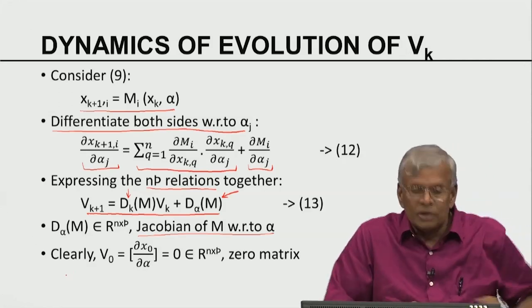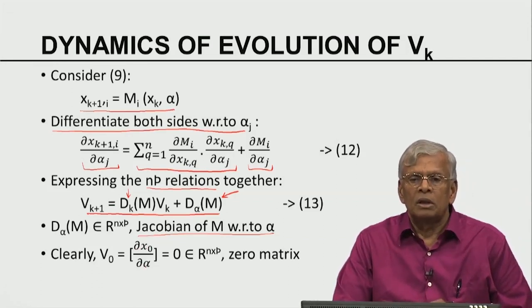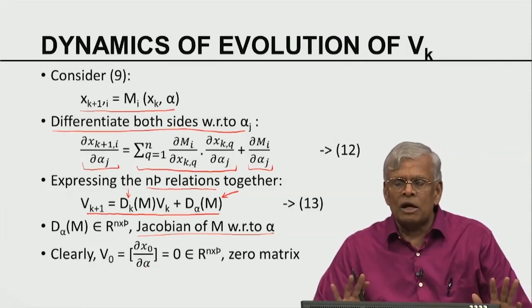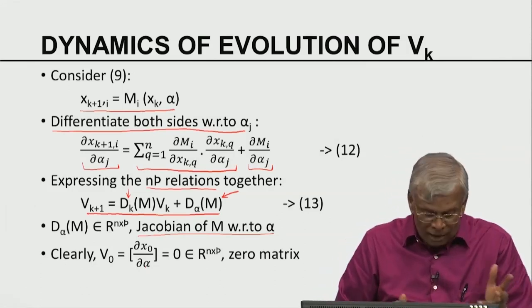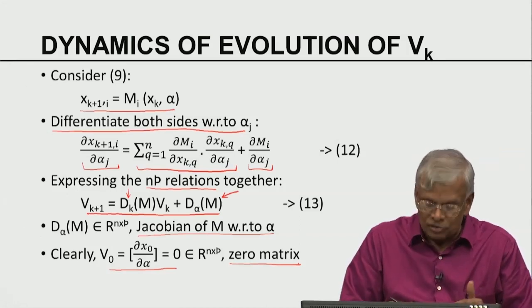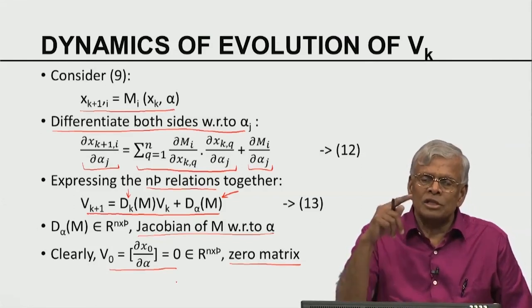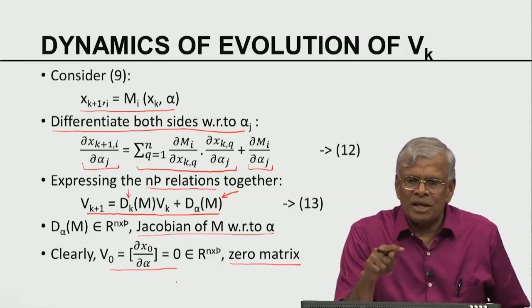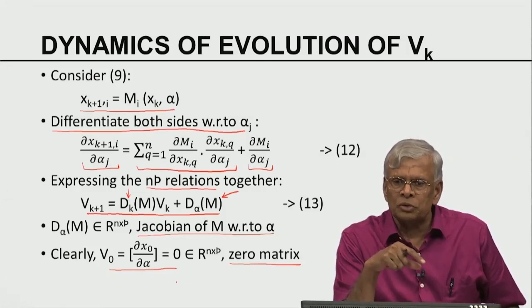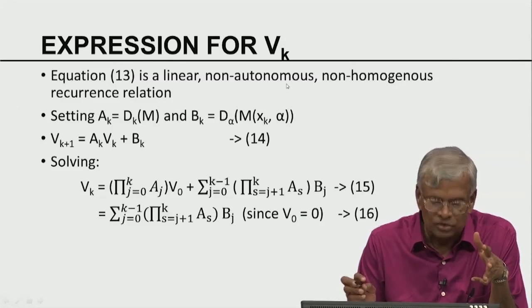Now, what is the initial condition for this? Initial condition is the partial of x naught with respect to alpha. The state at the initial time is x naught. Alpha is the initial settings of the parameters. The initial condition has no bearing on the parameter value, and the parameters have no bearing on the initial condition. Therefore, the initial condition is identically 0. It is a 0 matrix. So this is the starting initial condition. So 13 is a recurrence relation that starts from a 0 matrix, whereas the previous one started from identity as the initial condition. So we have derived recurrence relations for the evolution of both the forward sensitivity with respect to initial condition and parameters.